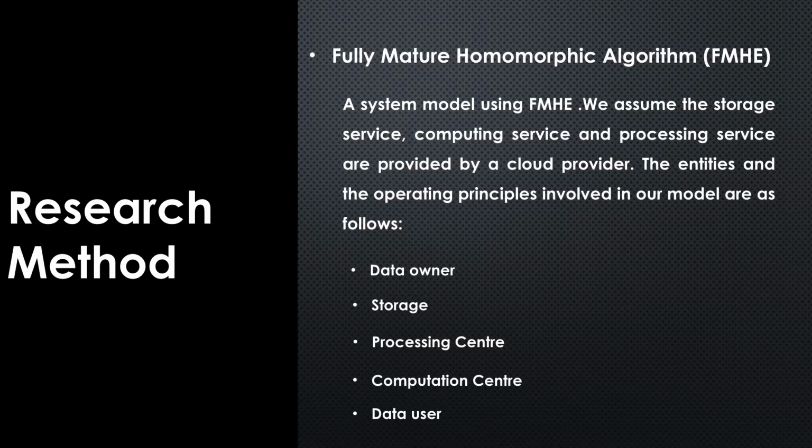And the third one is processing center. The processing center produces the public key and secret key. It has the functionality of key generation, and additionally it analyzes the user's request and tells computation center which data requires certain computation. And the fourth one is the computation center. It is responsible for performing the operation requested by the data user. It receives ciphertext and formula and returns the final ciphertext results to the processing center. It has evaluated functionality.